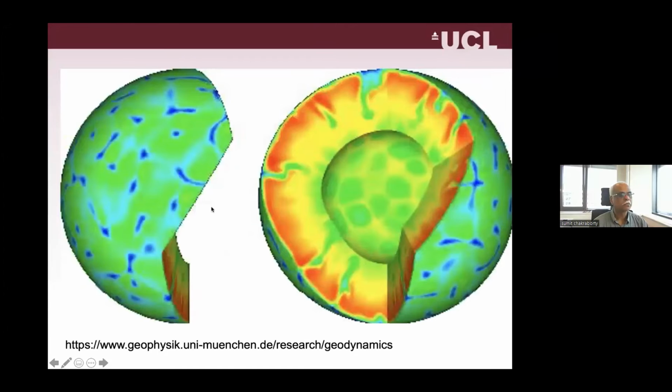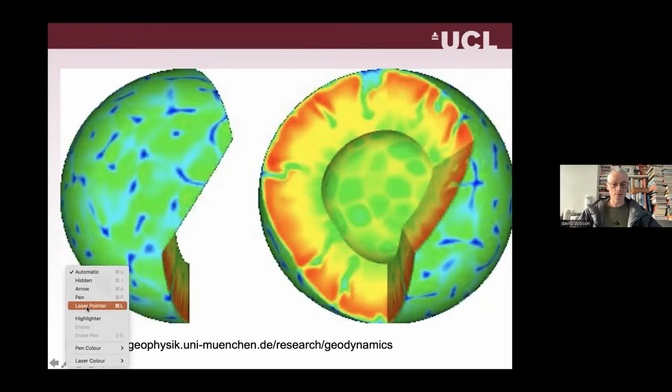Post-perovskite occurs within the D double prime region, so right at the base of the Earth's mantle. Let me put my laser pointer on. Down here at the core-mantle boundary, in the bottom 200 kilometers or so. And this is just a simulation showing what we can do with numerical simulations these days.